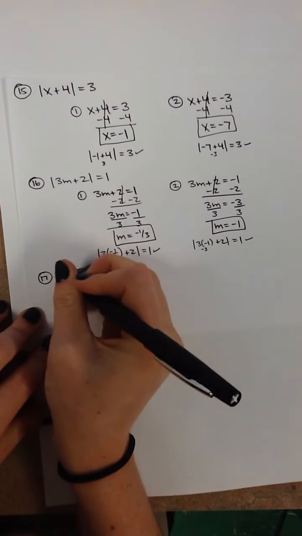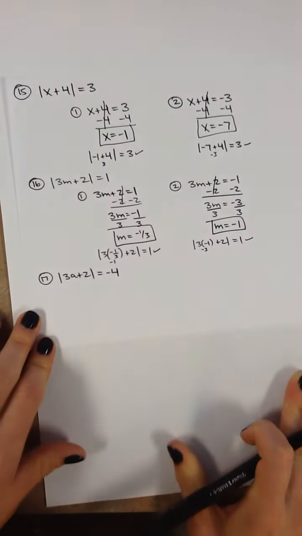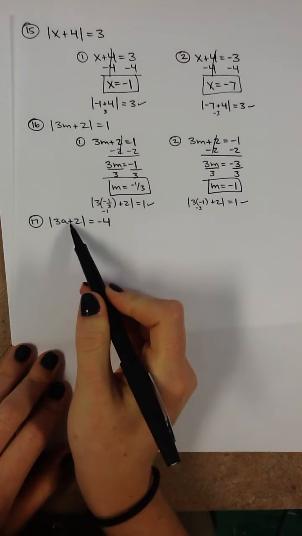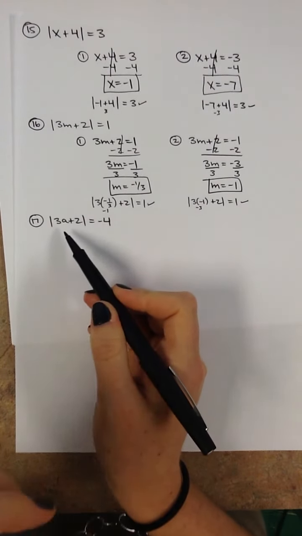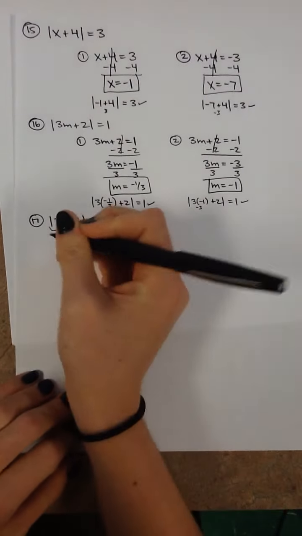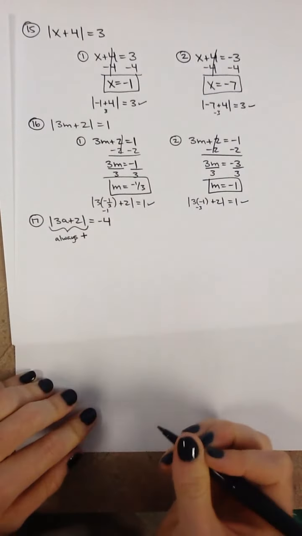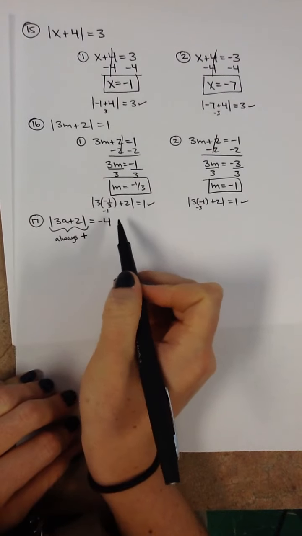17. Absolute value of 3a plus 2 is equal to a negative 4. Now, I'm hoping I trained you well enough on these ones. This thing on the left-hand side, the absolute value, always positive. No matter what you plug in for a, the absolute value always comes out as something that's positive. So if this right here is always a positive number, how could something that's always positive ever be equal to a negative 4?